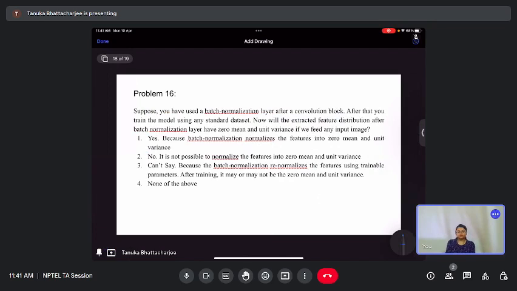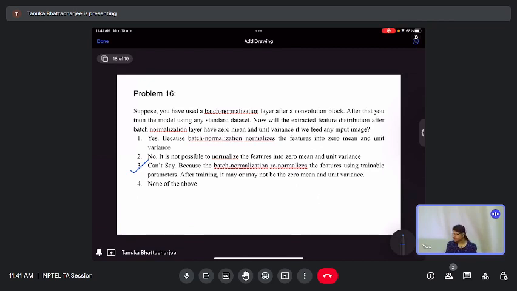Next, suppose you have used a batch normalization layer after a convolution block. After that, you train the model using any standard data set. Now, will the extracted feature distribution after the batch normalization layer have 0 mean and unit variance if you feed any input image? Of course, the correct option is that you can't say whether it will be 0 mean unit variance or not, because batch normalization renormalizes the features using trainable parameters.